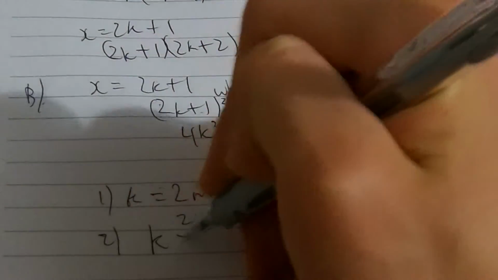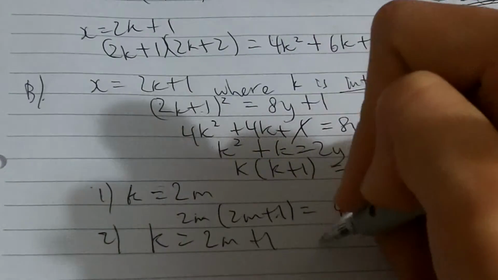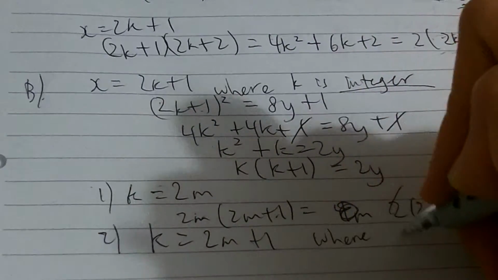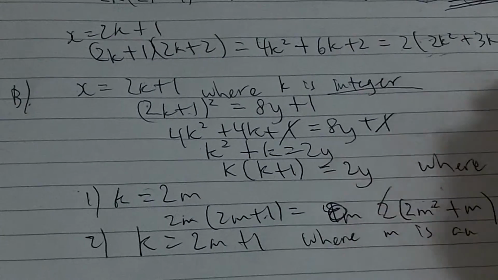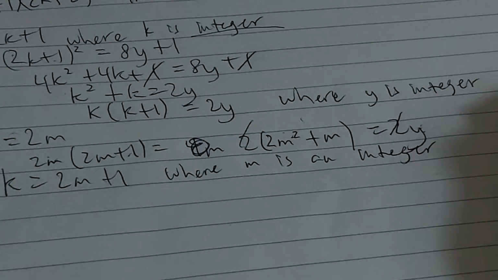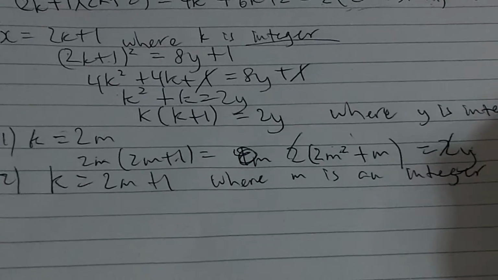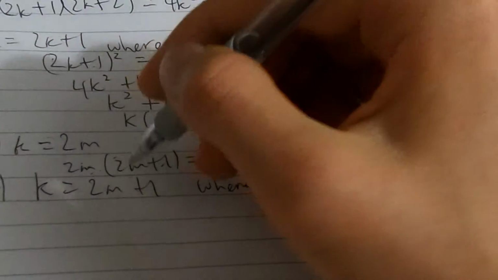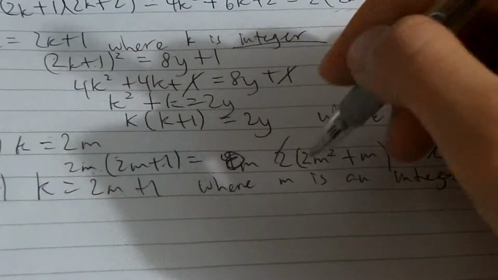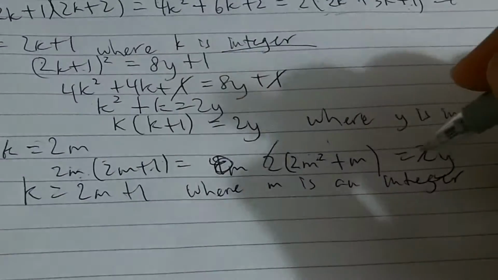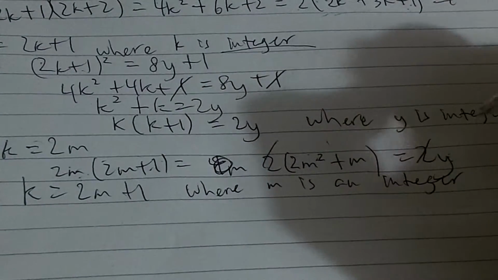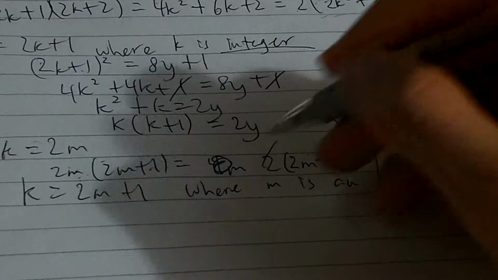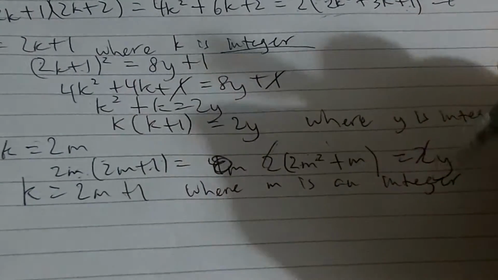Let's say k was 2m plus 1, again where m is an integer. So, oh, sorry guys, I was too focused. So basically what happened was 2m multiplied by 2m plus 1 is equal to 2 multiplied by 2m squared plus m, which will equal 2y. So I just crossed out the 2, and the integer y does exist.